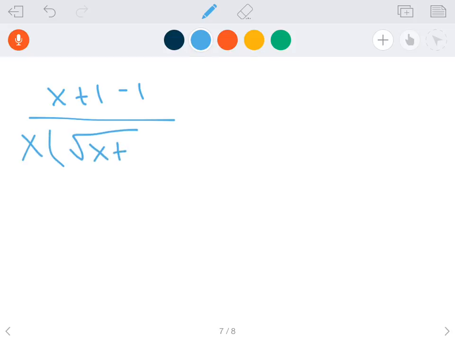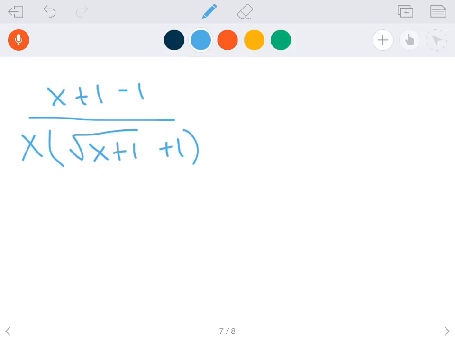So when I multiply those out, when I do the square root of x plus 1 times the square root of x plus 1, that just gives me x plus 1. And then 1 squared is going to be 1 over, and I'm not going to bother to distribute the bottom, you'll see why.